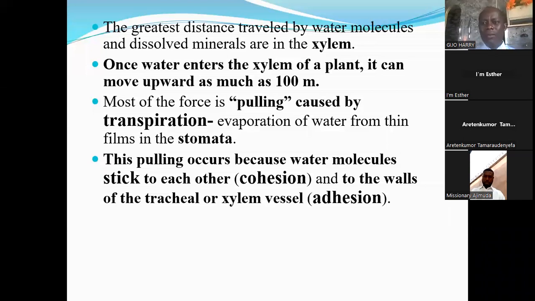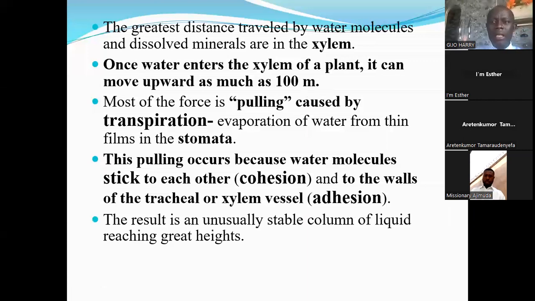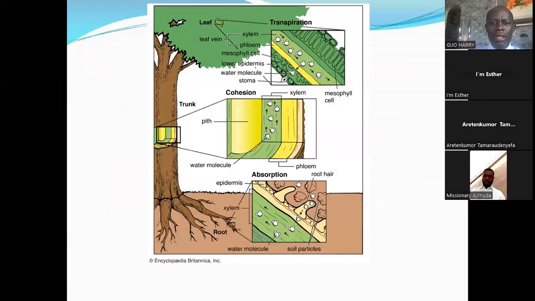So the cohesive nature of the water molecules and their adhesion to the walls of the xylem vessels also makes it possible for the pulling action of transpiration to pull the water upwards, because the water molecules stick together. If they were not sticking together, only the ones that are pulled would have gone, but they are able to stick together. So that is also very vital for water to move from the roots to the leaves of the plants where they are being utilized.